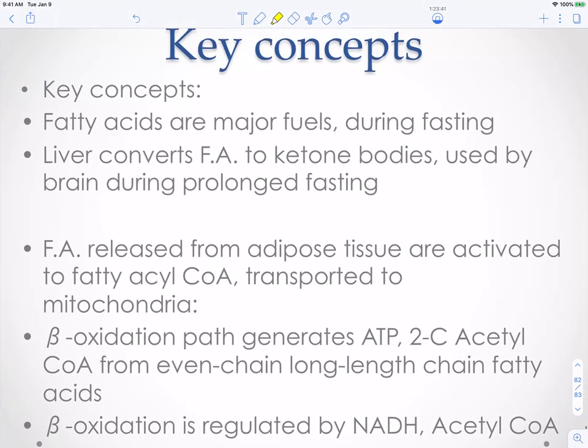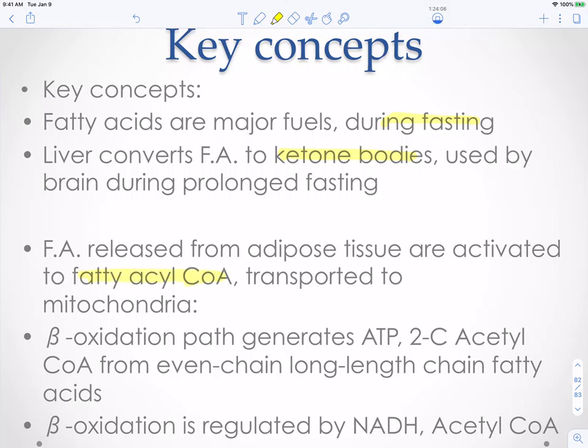Okay, so this is the end. So in general, fatty acids, of course, are going to be a major fuel, especially during fasting. The liver is able to convert fatty acids to ketone bodies by an increase of acetyl-CoA. These can be used by the brain during prolonged fasting. If it's just a simple overnight fast, your muscle cells will use ketone bodies. Fatty acids are going to be released by the adipose tissue.